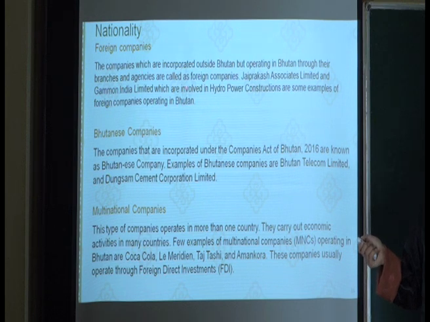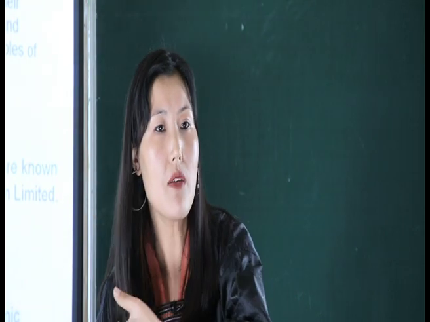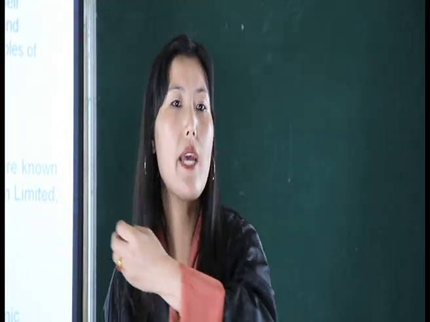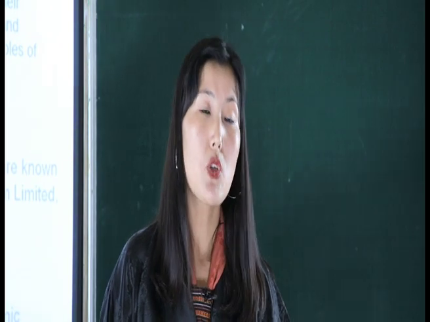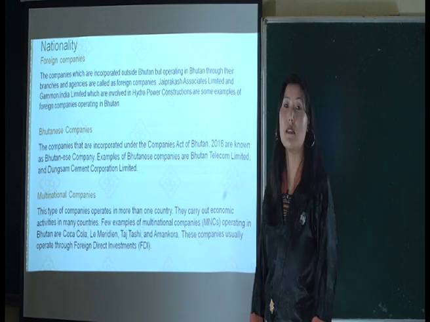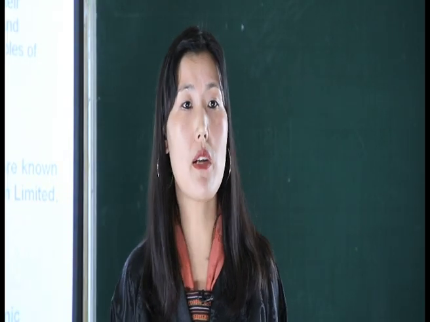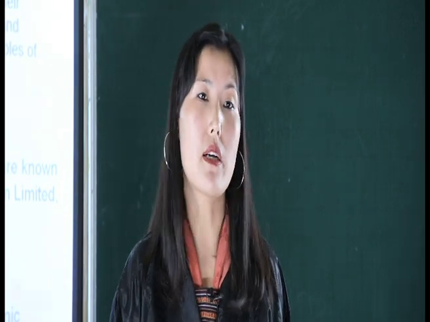The companies which are incorporated outside Bhutan but operating in Bhutan through their branches and agencies are called foreign companies. Now you know the meaning of incorporation. Incorporated outside means it is started outside. The head office is outside, but the business is operating in Bhutan through its branches and agencies. These types of companies are known as foreign companies. For example, Jayaprakash Associates Limited and Gammon India Limited, which are involved in hydropower construction, are some of the foreign companies operating in Bhutan. They are known as foreign companies because they are incorporated outside, but their business is also being carried on in our country.